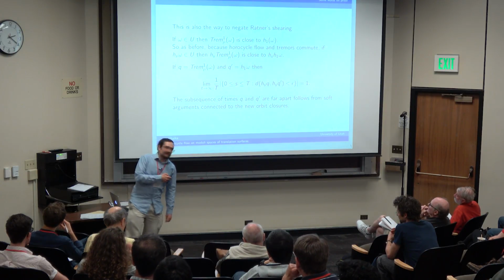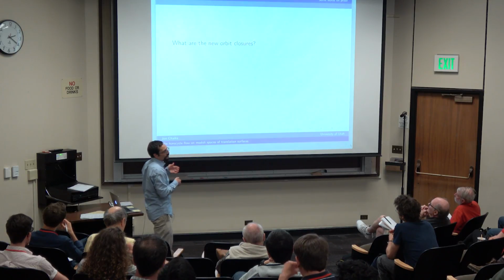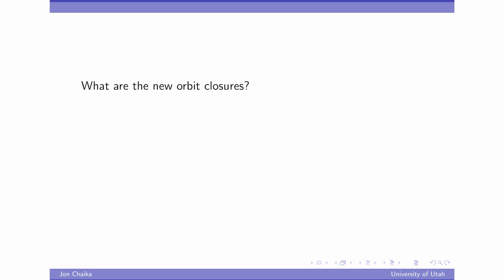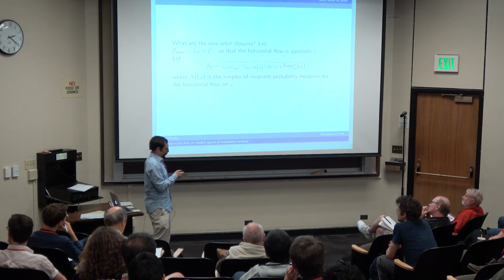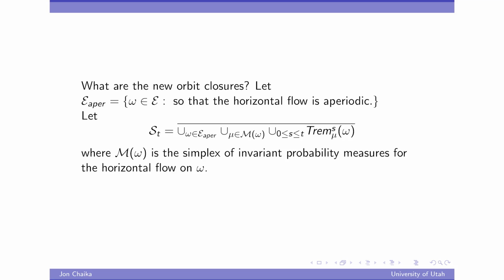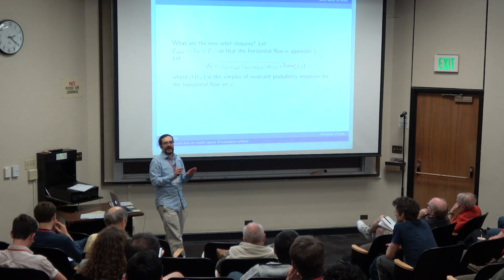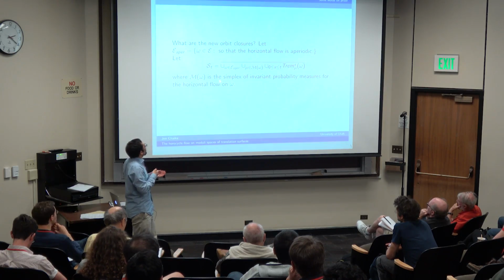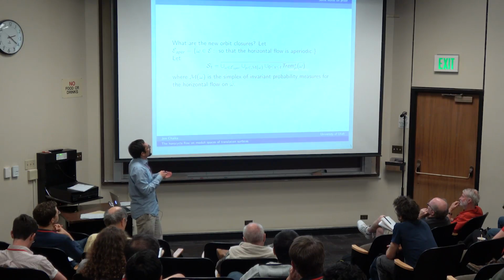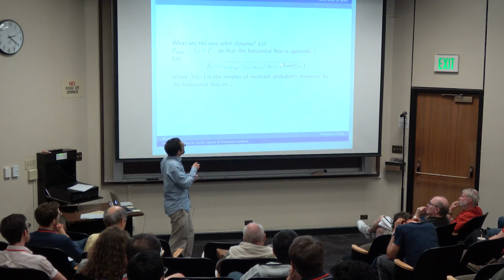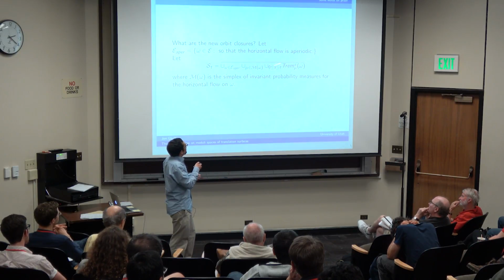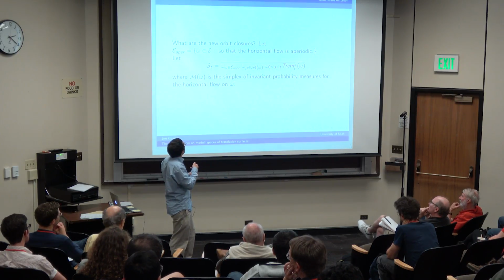So in the last 5 minutes or so, I just want to identify for you what the orbit closures are and say how the rest of the story goes. So what are the new orbit closures? In this locus, I want to focus on things that are aperiodic. Not necessarily minimal, but at least aperiodic. And I want to look at the tremors I can get on those up to time t. Okay? So I want to let myself tremor for any amount of time less than or equal to t, and I want to take the topological closure of this.